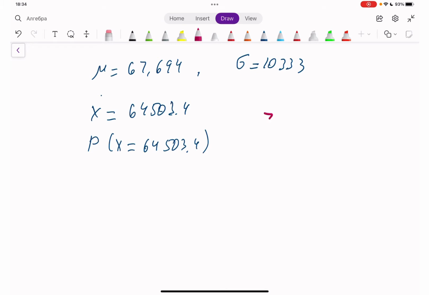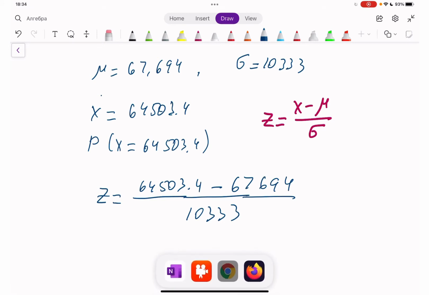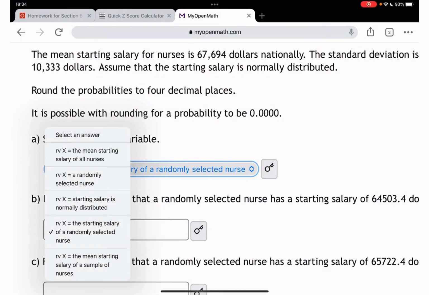We know that the z-score is equal to x minus mu divided by sigma. Hence, in our case, the z-score is going to be our x, 64,503.4, minus mu, 67,694, divided by sigma, 10,333. Okay?